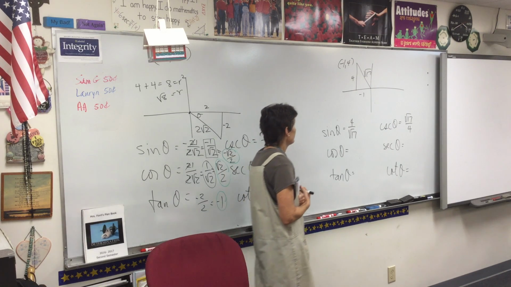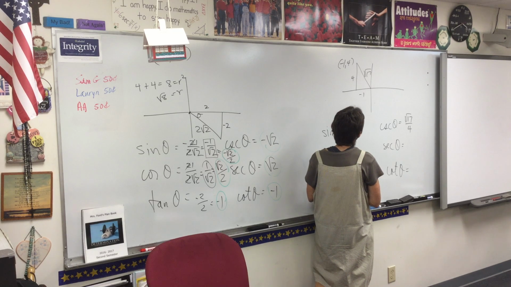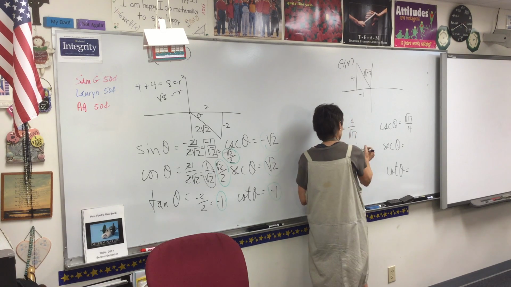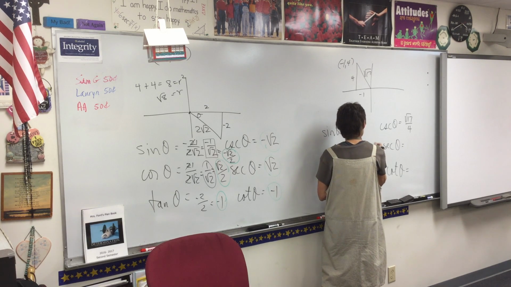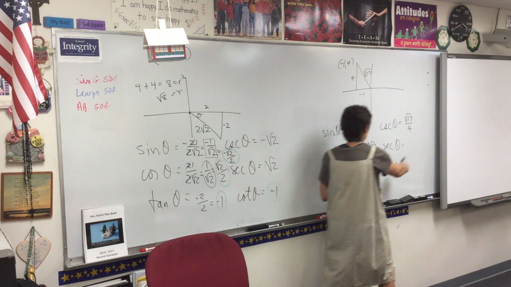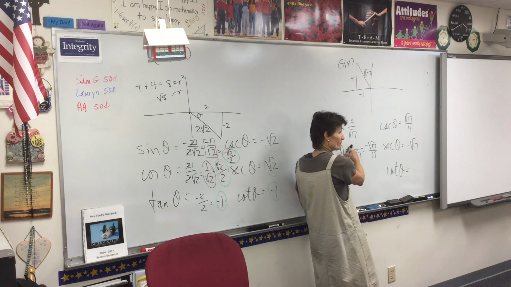Brock, what's cosine? Just be 1 over √17, so -1/√17, which you rationalized to get -√17/17, that's right. And the secant then is just going to be -√17/1.